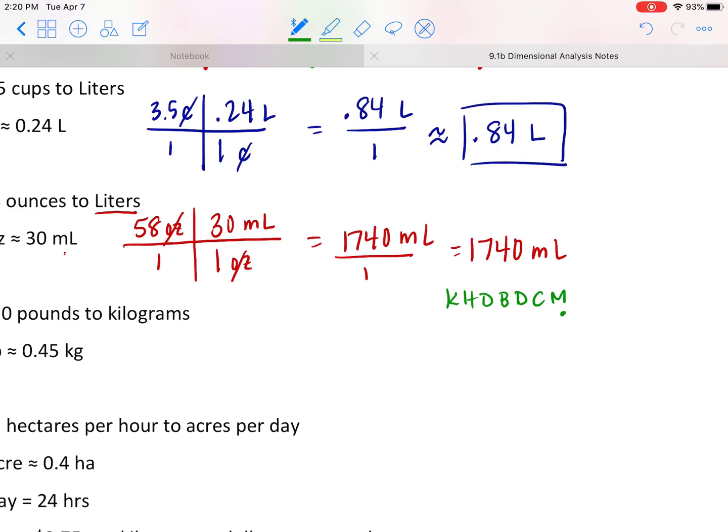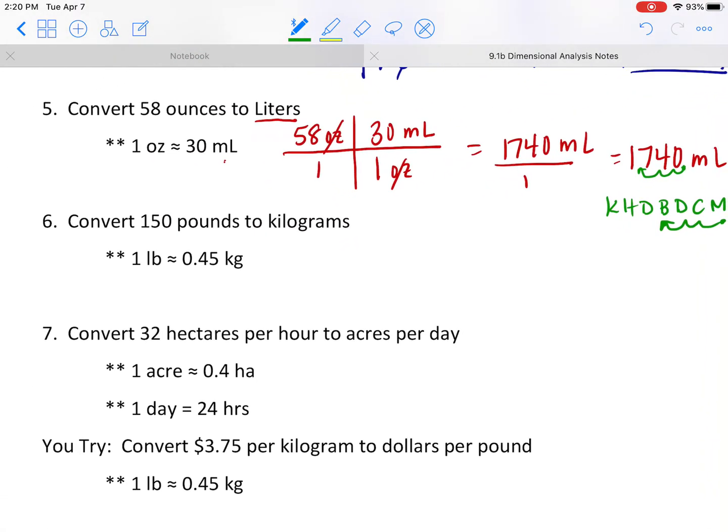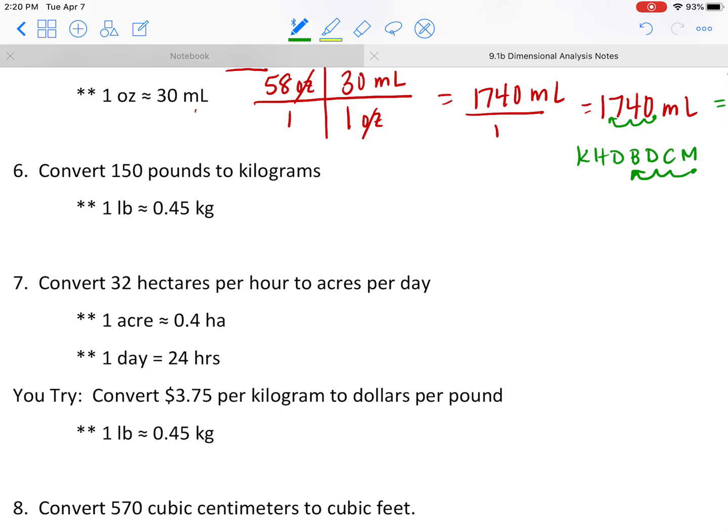Well, we know how to go from milliliters to liters. That's what we looked at yesterday. Remember, King Henry died by drinking chocolate milk. If we want to convert from milliliters to our base, which is here, liters, then we would have to move 1, 2, 3 times this direction. So we're going to take my decimal and move it 1, 2, 3 times in the same direction. So this is going to be equal to 1.740 liters.